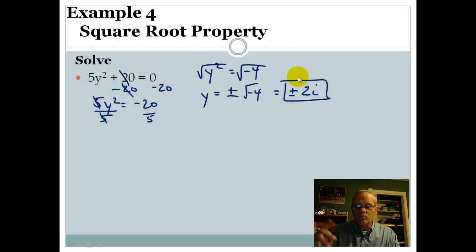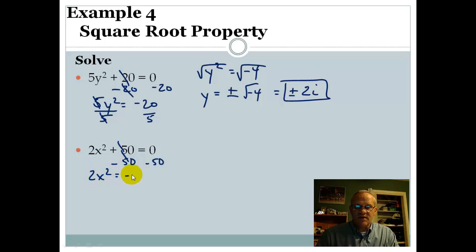Okay? One more. 2x squared plus 50 equals 0. Let's get x squared by itself this time. So what am I going to do? Minus 50. 2x squared equals a negative 50. Divide by 2. So I have x squared equals a negative 25.